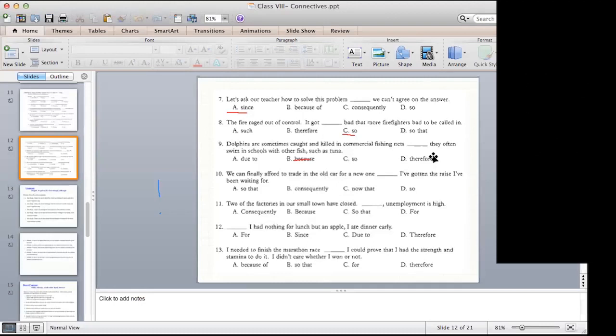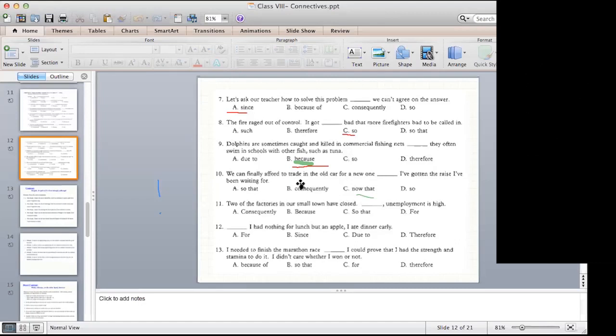Do you remember, for students who attended my classes before, of course, we talked about an expression that we use when we have time and reason at the same time. Time and cause. It's cause, but it's also time. We started from the past and finish in the present, and there was a moment of waiting. Okay? So here we should use now that. Now that I've gotten the raise that I've been waiting for.